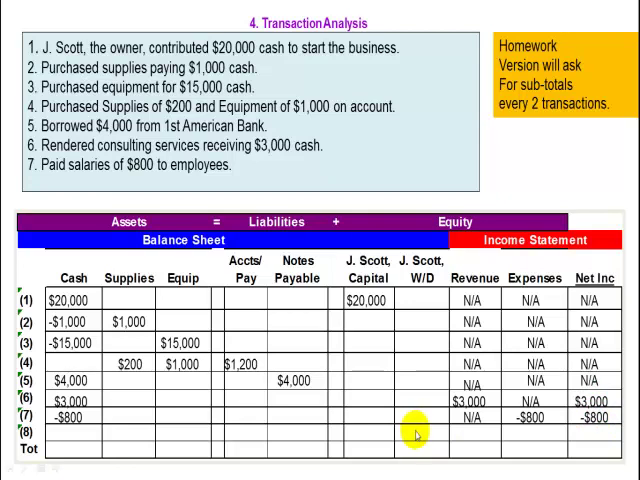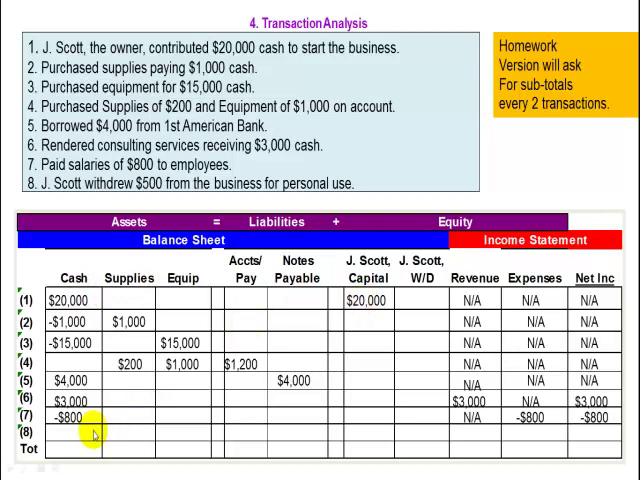So let's look at transaction 8. Transaction 8 says that J. Scott withdrew $500 from the business for personal use. This is not an expense of the business. This is just the opposite of what transaction 1 was. In transaction 1, the owner put money into the business, so cash went up and the capital account went up. This is just the opposite.